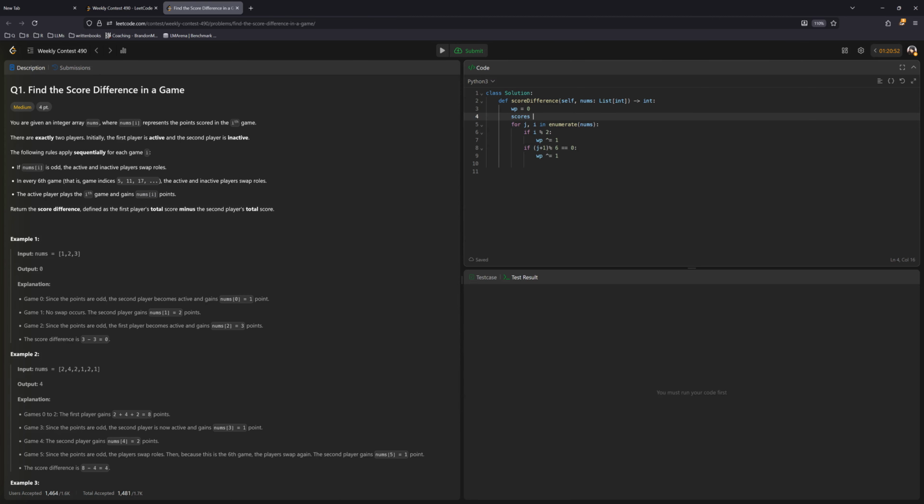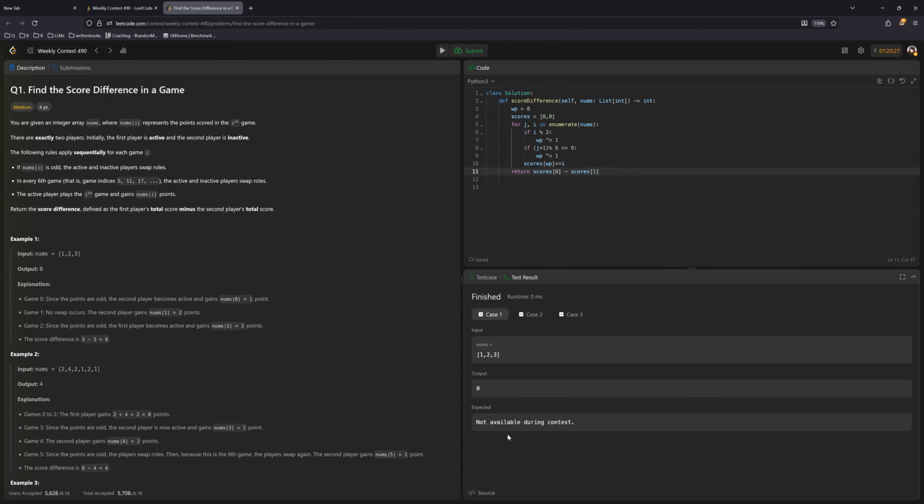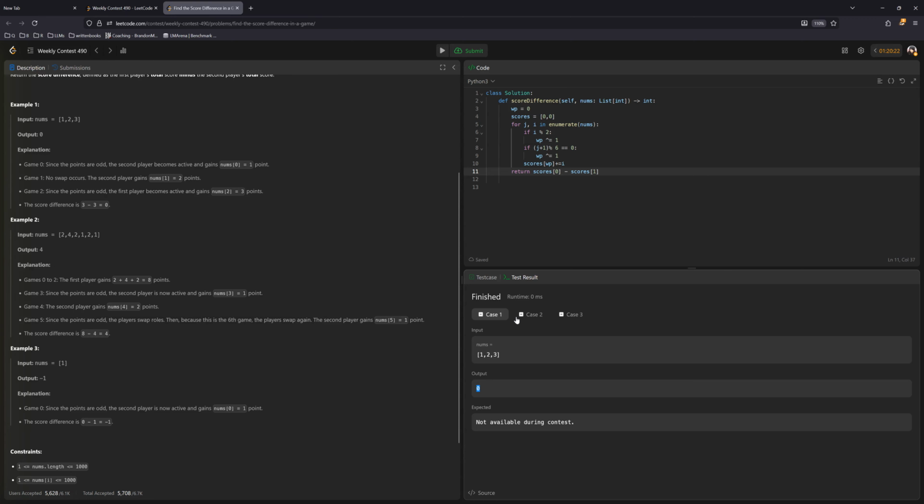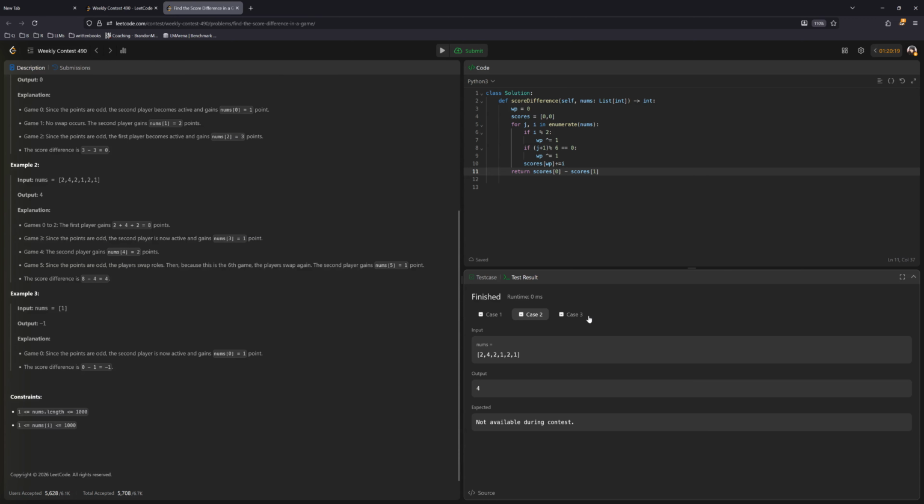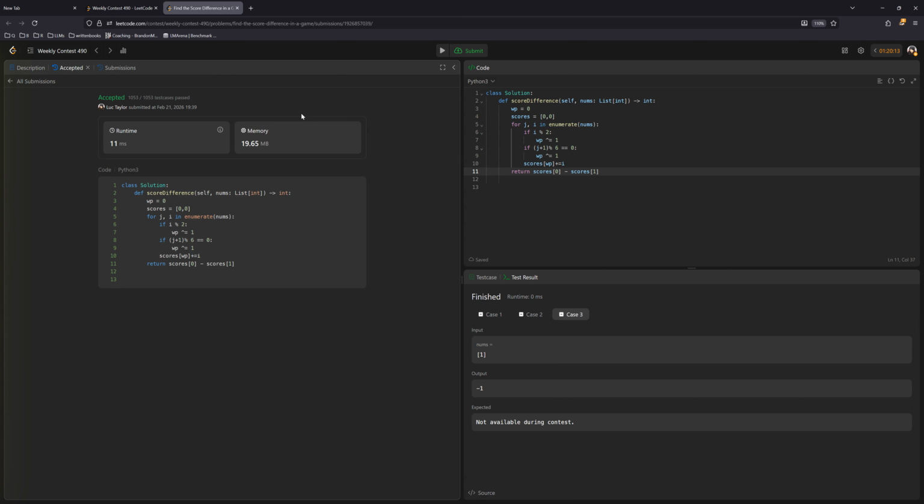Alright, so scores equals 0. Scores, which player, plus equals i. Return 0 minus scores 1. Alright, let's see here. What? Oh, right, I always forget. Okay, output 0, output 0. Output 4, output 4. Output -1, output -1. Submit. Alright, and it was accepted.